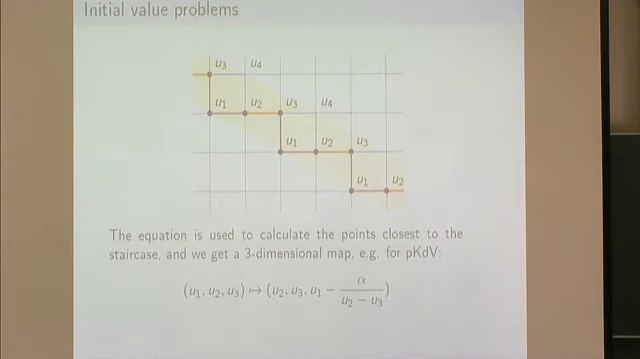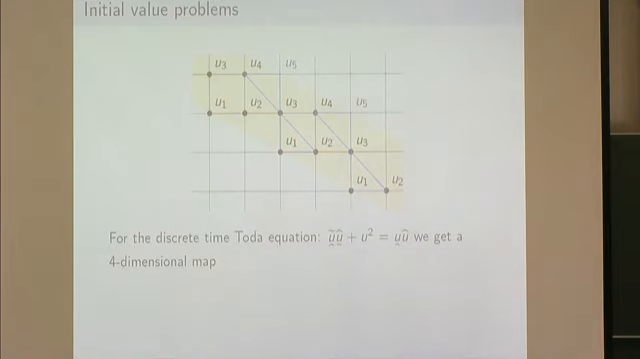But if you have equations on another stencil, not particularly the square stencil, for example, the discrete Toda equation, if you look at this equation, you see that it's a relation between 5 points, 1, 2, 3, 4, 5. And you have to widen your band of initial values to be able to update anything. So here you would get a 4-dimensional map. Those 4 values, you can calculate that value from the equation, and you have a 4-dimensional map.